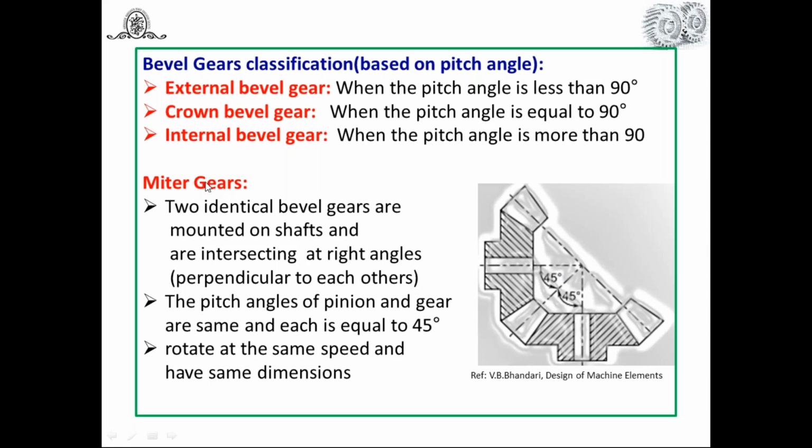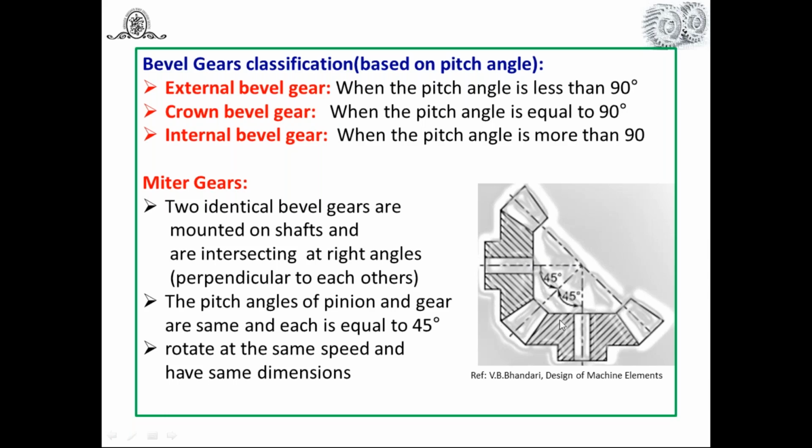In other terms, we will say miter gears are also external bevel gears because pitch angle is less than 90. Look at this. This pitch angle is 45 for the gear. We have to take into account only one gear and how much the pitch angle of that gear is. It's 45, and 45 is less than 90. So it's an external gear as well as a miter gear. So how are you going to define a miter gear? Miter gear means two identical gears mounted on shafts, and these shafts are intersecting at a right angle.